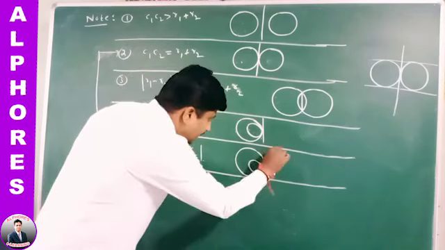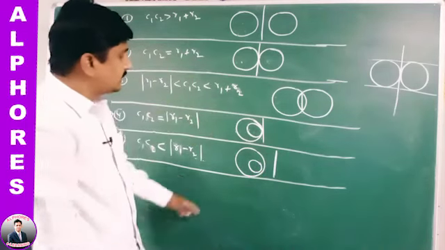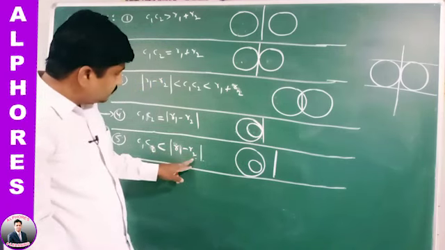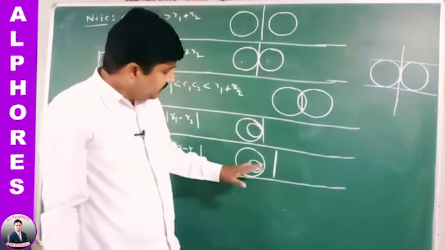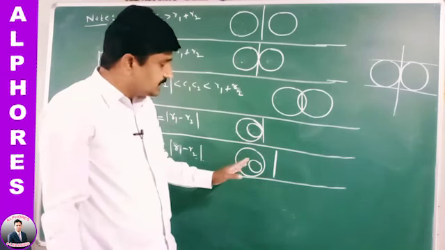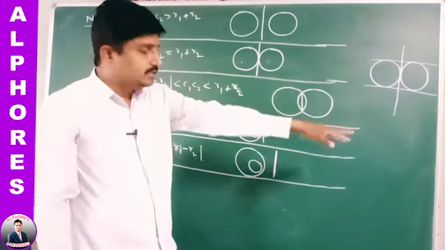This is the radial axis. If C1C2 is less than the modulus of R1 minus R2, then one circle completely lies inside the other circle. In this case, the radial axis of the two circles lies outside of both the circles. This is the radial axis.